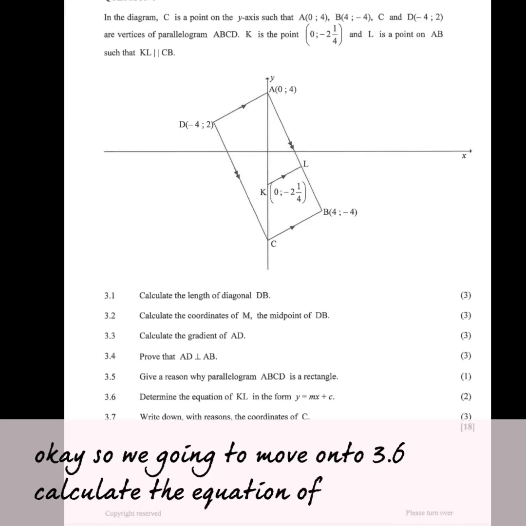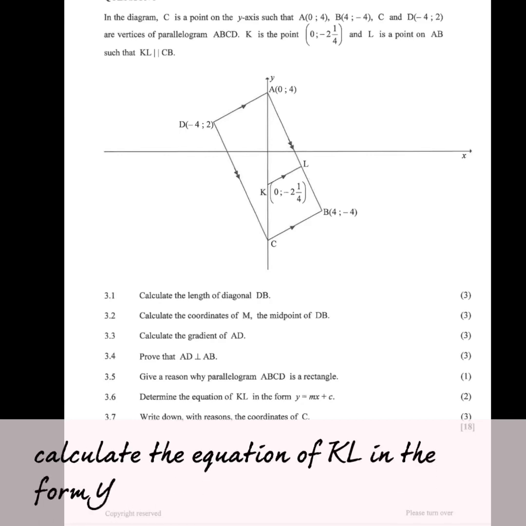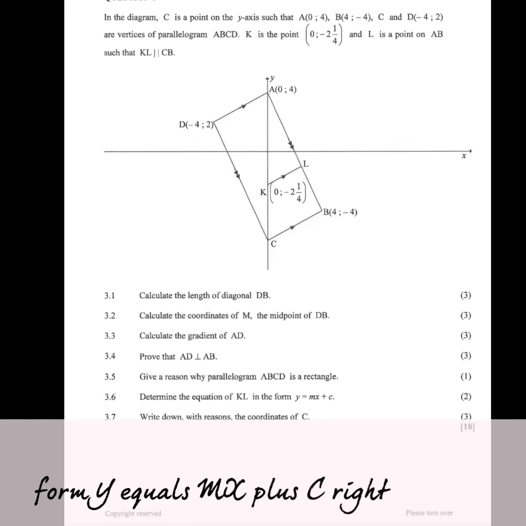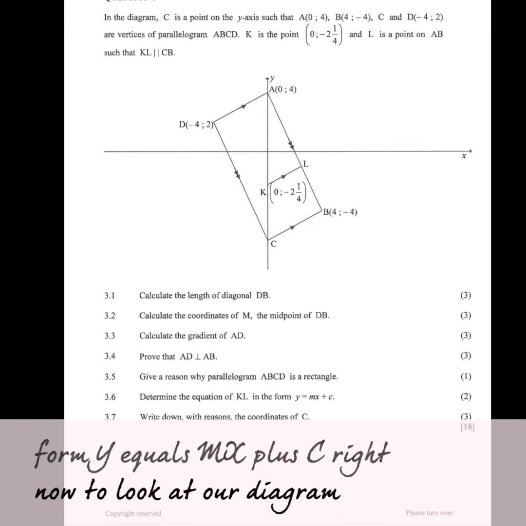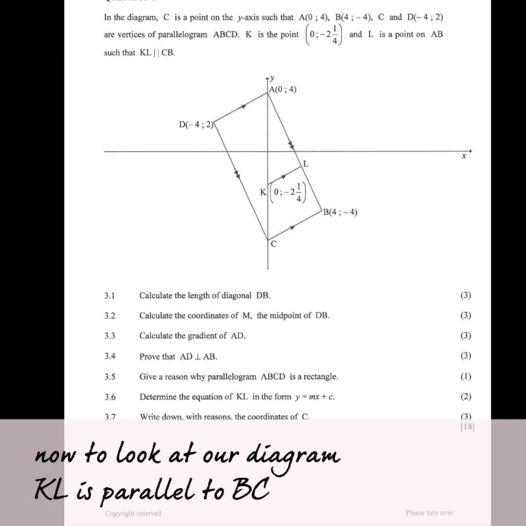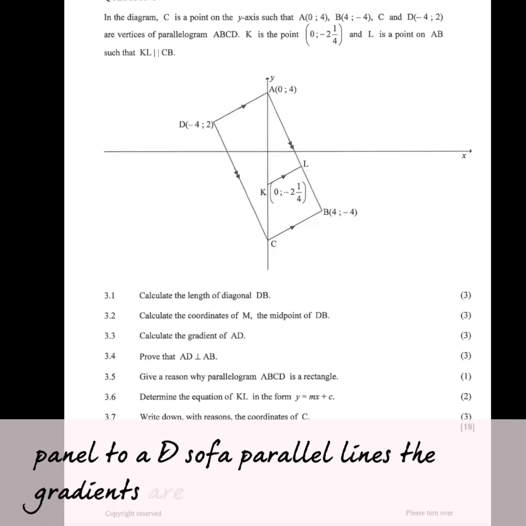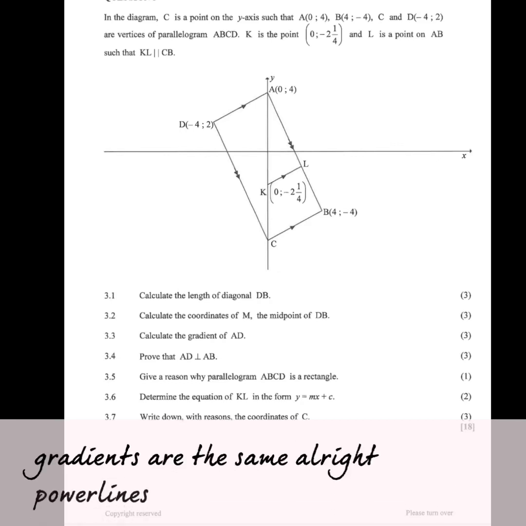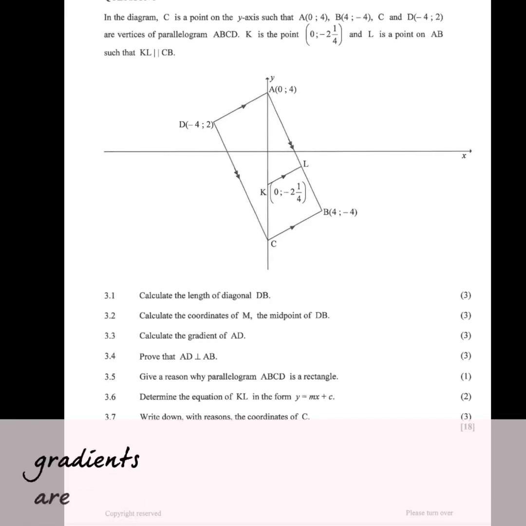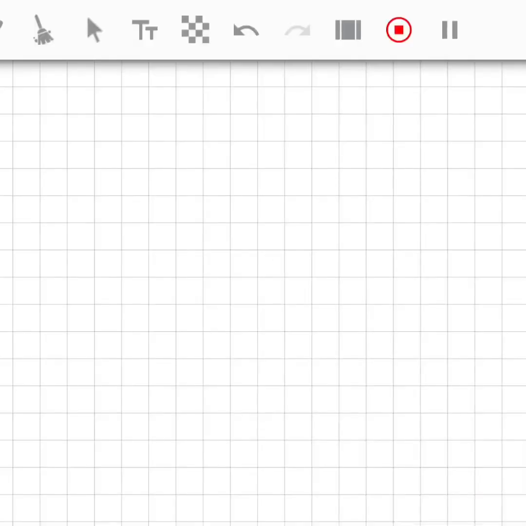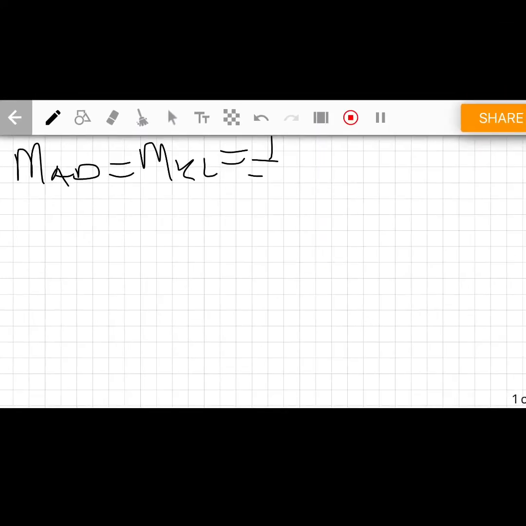Calculate the equation of KL in the form y equal to mx plus c. If we look at our diagram, KL is parallel to BC, and it's also parallel to AD. So for parallel lines, the gradients are the same. As stated, the gradient of AD is the same gradient as KL because they are parallel lines, which is equal to a half.